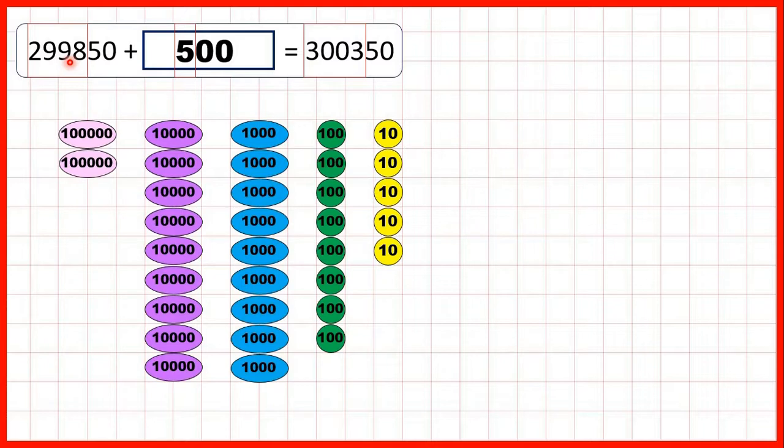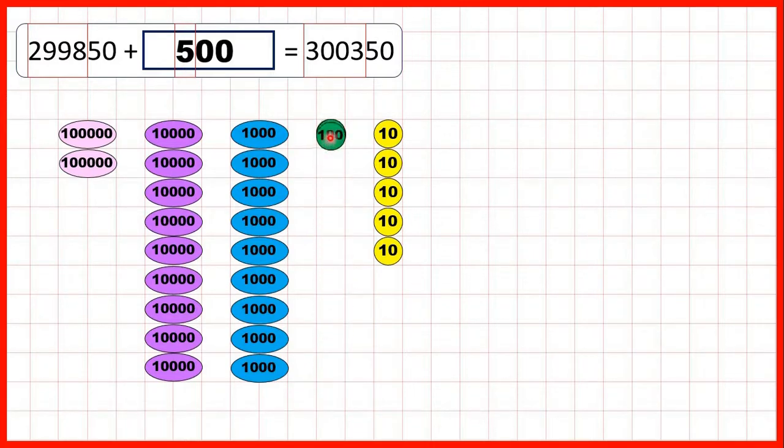Then we had 299,850, which we've shown here using place value counters. Now we only needed to add 500 counters, because the tens and ones digits had stayed the same. But remember, when we add hundreds, digits to the left can still change because we need to regroup. So in our number, we start with 8 hundreds. We can add just 2 hundreds, and that gives us 10 hundreds. But we can exchange 10 hundreds for 1,000.